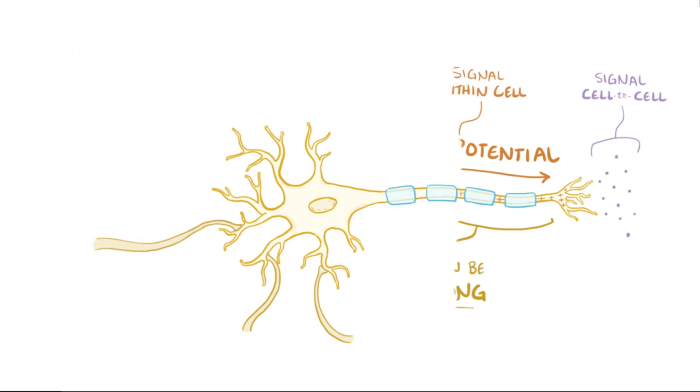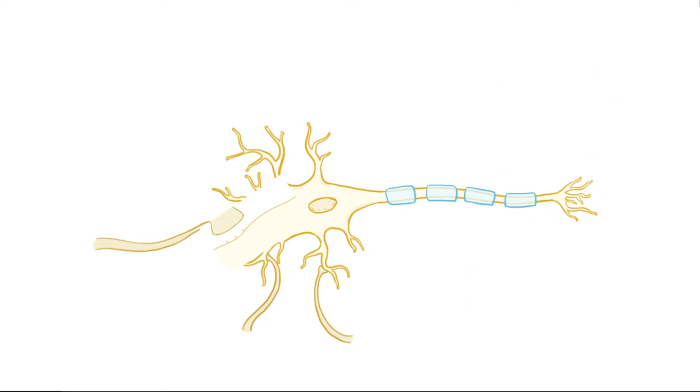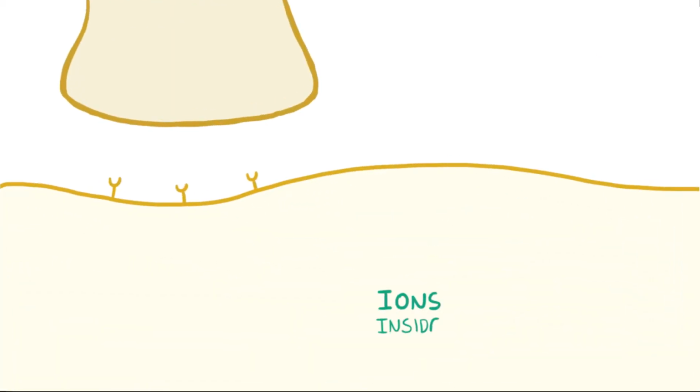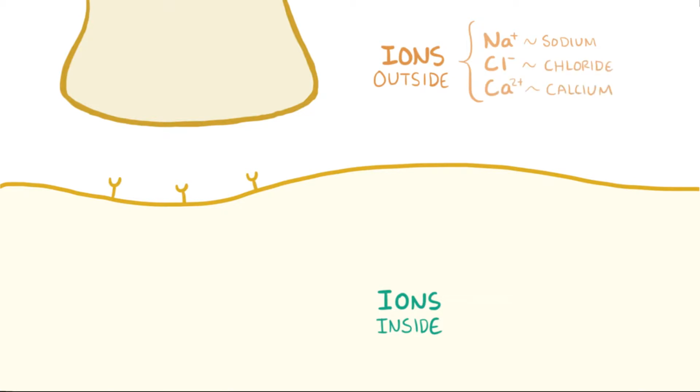But why does a cell have an electrical charge in the first place? Well, it's based on different concentrations of ions on the inside versus the outside of the cell. Generally speaking, there are more Na+ or sodium ions, Cl- or chloride ions, and Ca2+ or calcium ions on the outside of the cell, and more K+ or potassium ions, and A-, which we just use for negatively charged anions, on the inside of the cell.